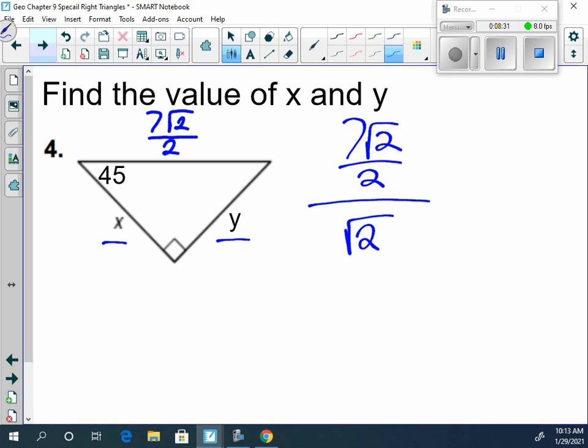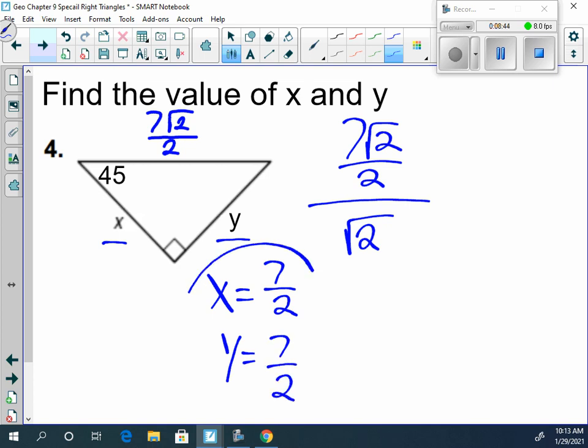So it really doesn't matter what the number is. If I want to find one of the side lengths, I just take the hypotenuse and divide it by the square root of 2. So both of the side lengths are going to be 7 over 2, 7 halves. Questions on this here? Hopefully this is starting to make a little more sense on how these work. Yes?